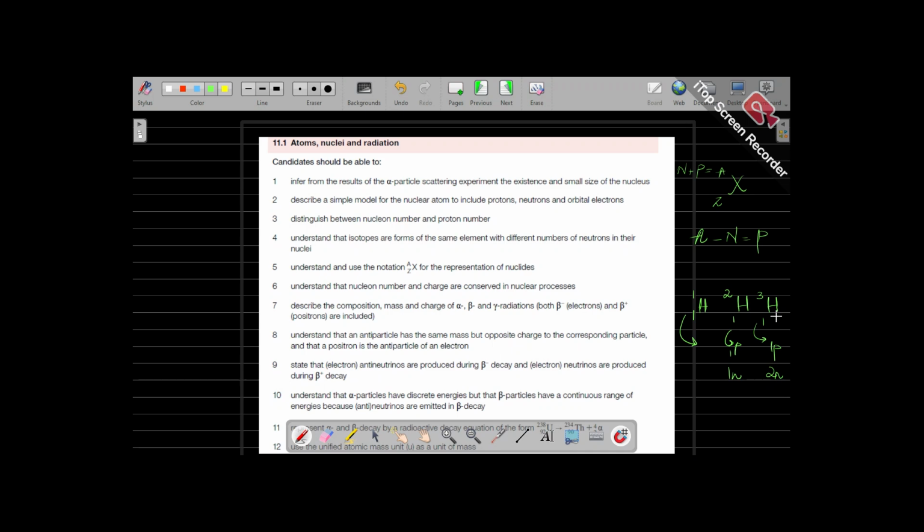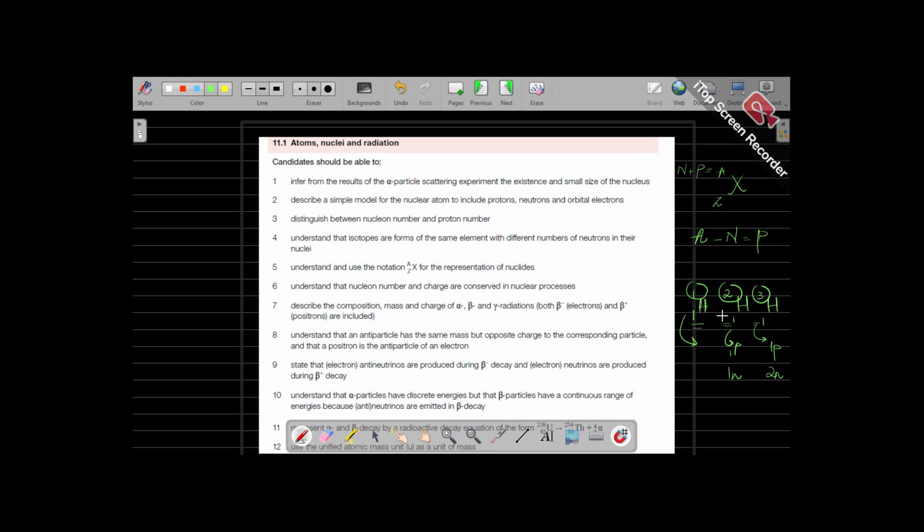Now these three, they are hydrogen atoms, right? They have the same number of protons or charge number. However, they have different nucleon number, which is because they have different neutron number.